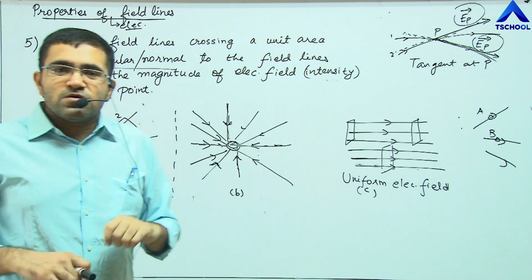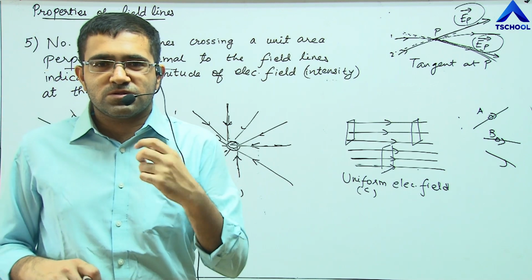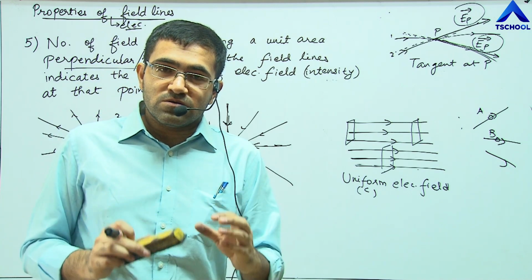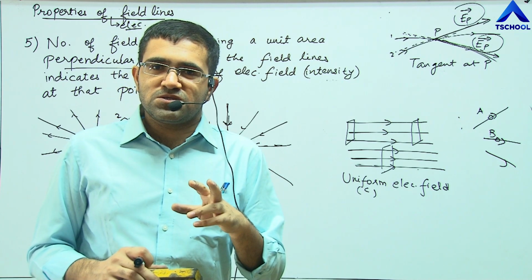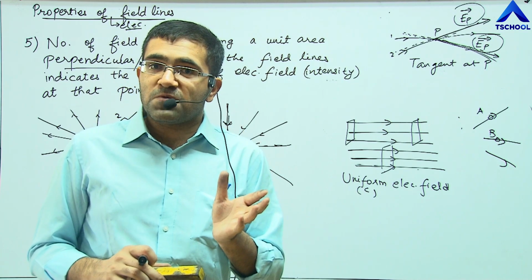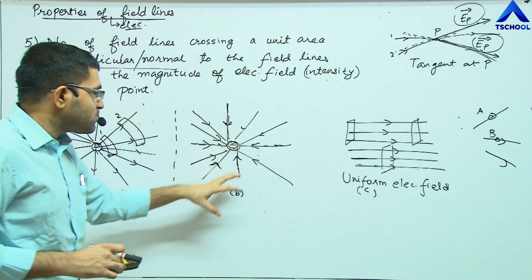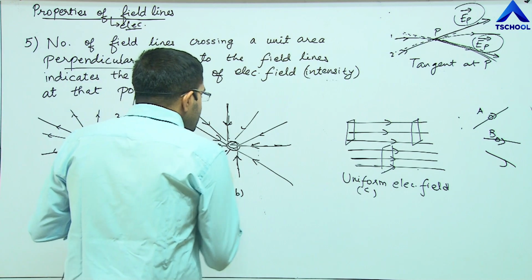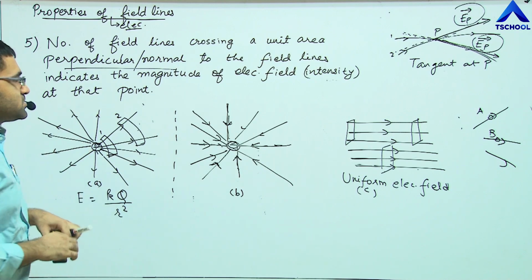Now for practicing this, I am going to show you how to draw the electric field lines for a system of 2 charges, one positive and the other negative. So far, if you realize, we have drawn it only for individual charges, single charges. Now we are going to draw it for a system of 2 charges. Let's see.